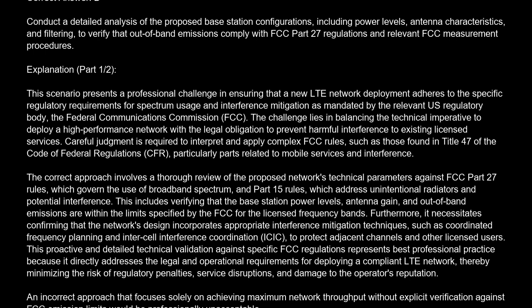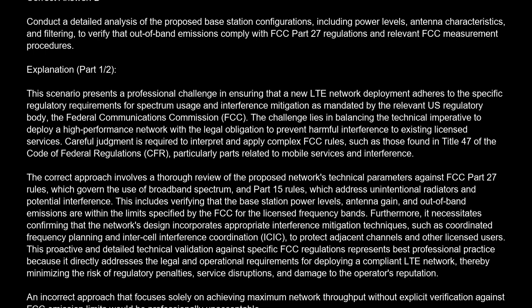Explanation. This scenario presents a professional challenge in ensuring that a new LTE network deployment adheres to the specific regulatory requirements for spectrum usage and interference mitigation, as mandated by the relevant U.S. regulatory body, the Federal Communications Commission, FCC. The challenge lies in balancing the technical imperative to deploy a high-performance network with the legal obligation to prevent harmful interference to existing licensed services.